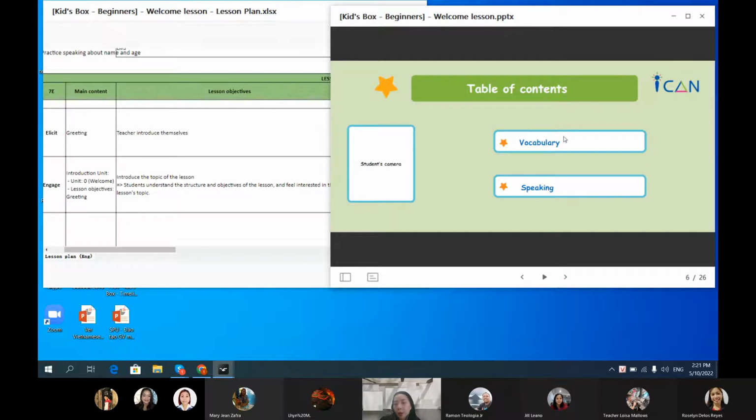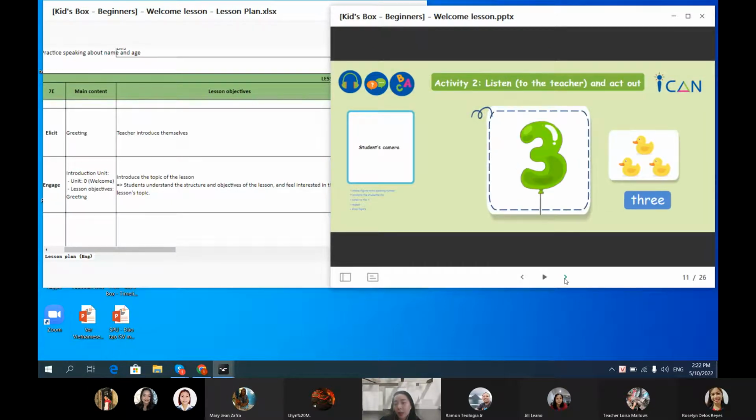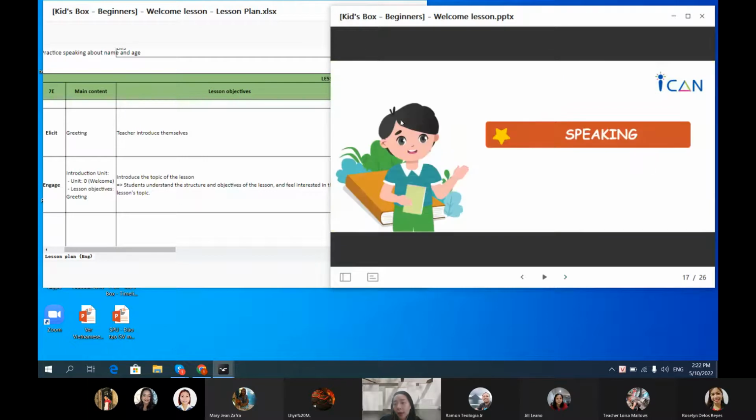So when you move to the table of contents, you will see two parts. The first part is vocabulary and the second part is speaking. So remember, when you come to the welcome lesson and whenever you go to the speaking part, you will assess their speaking skill here. From this part, you are going to assess them. Okay? So I will move to the speaking part because vocabulary is like a normal lesson. You have to read the lesson plan first and then go through all of these things. And we go to the speaking part and we're gonna assess them here.